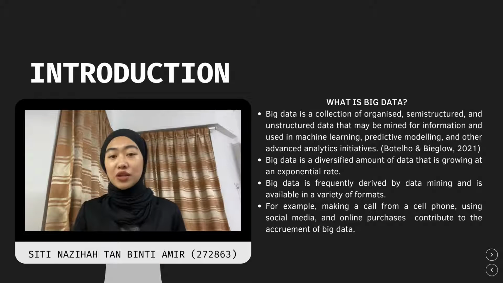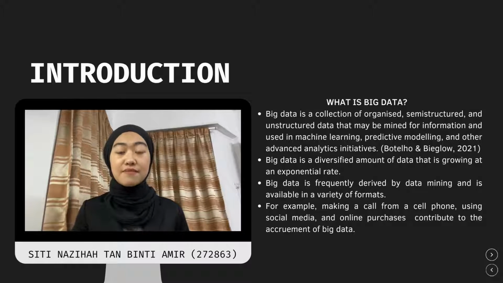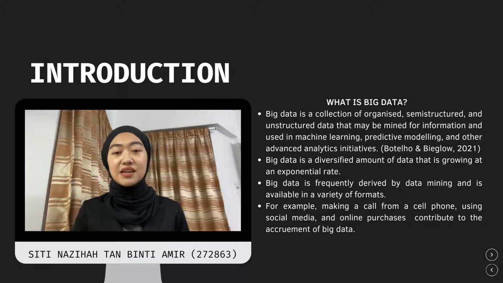Big data is a collection of organized, semi-structured, and unstructured data that may be mined for information and used in machine learning, predictive modeling, and other advanced analytic initiatives. Aside from that, big data is a diversified amount of data that is growing at an exponential rate. So big data is frequently derived by data mining and is available in a variety of formats.